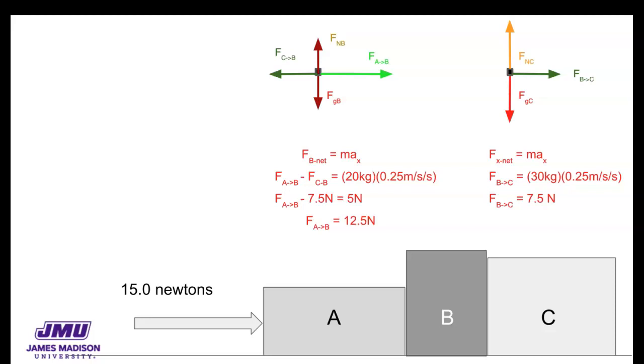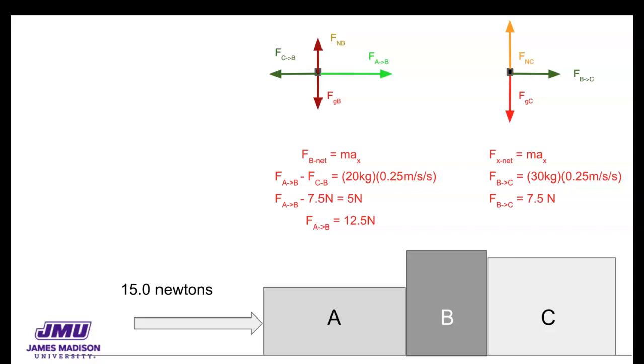Notice that's more than the 7.5 newtons that was pushing on box C, so that's a nice little check on my math. If I calculated something smaller than 7.5 newtons here after my free body diagram said that the force to the right should be bigger, then that would be a good sign that I did something wrong.